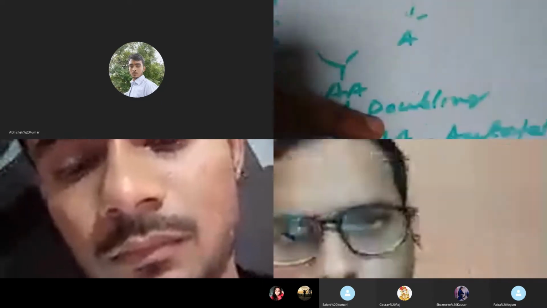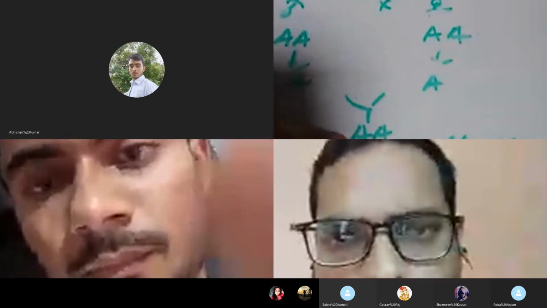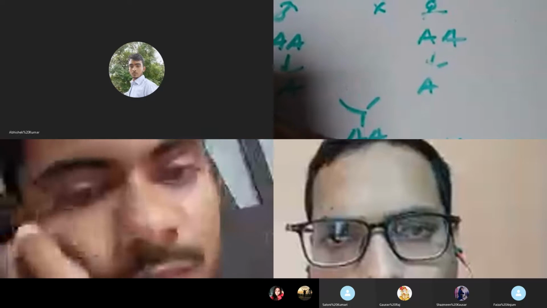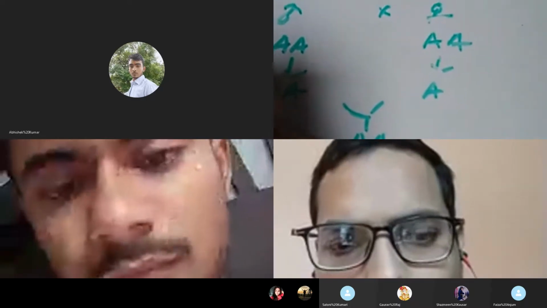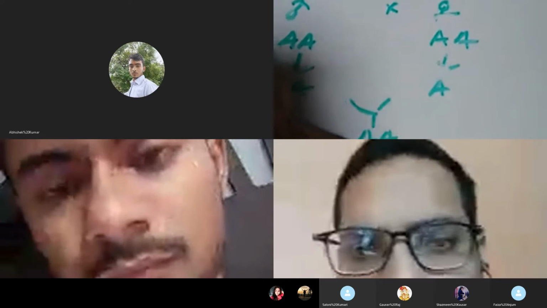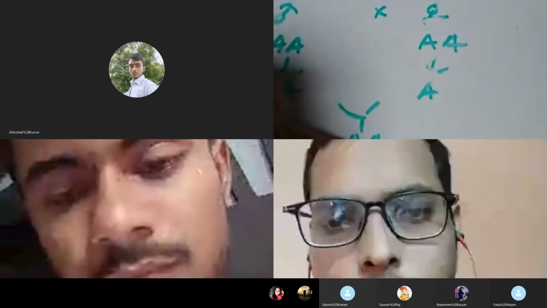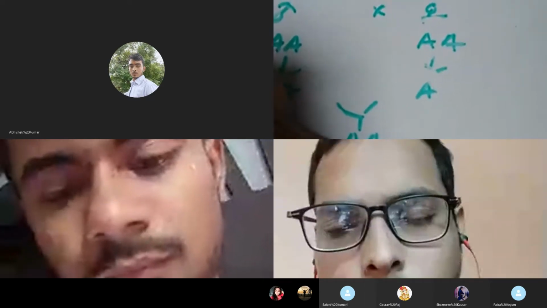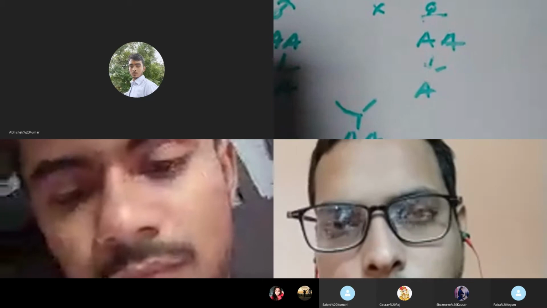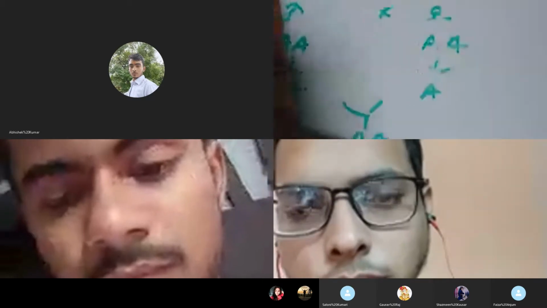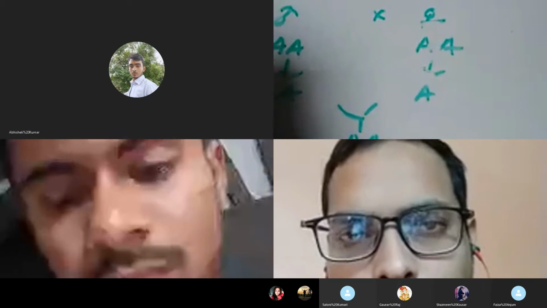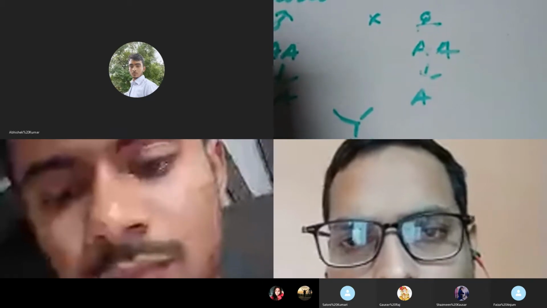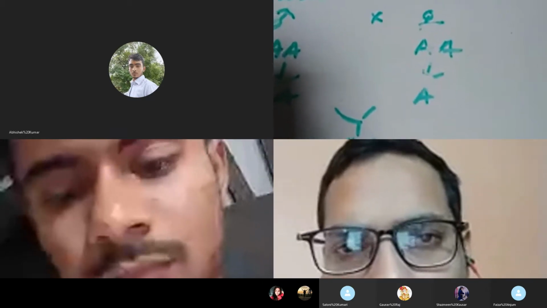So I have written here doubling. This is the diploid number of chromosomes, which is represented by capital A. This capital A shows two sets, one set coming from the male parent and another set coming from the female parent. So there are two sets of chromosomes in the zygote, which is the diploid number.